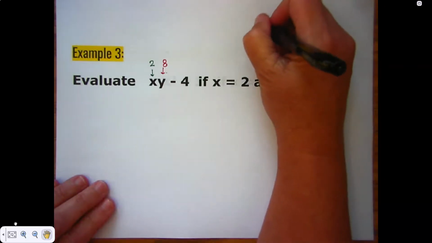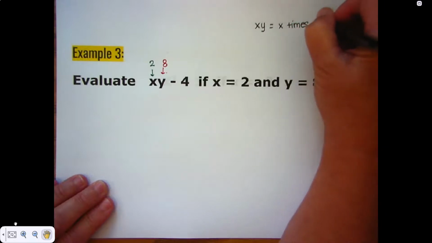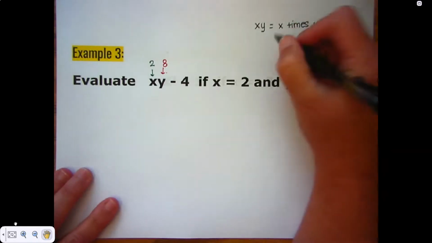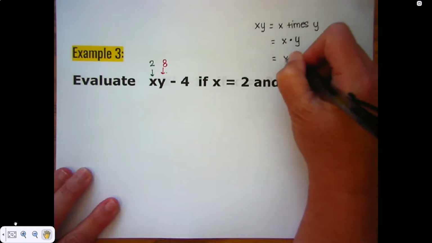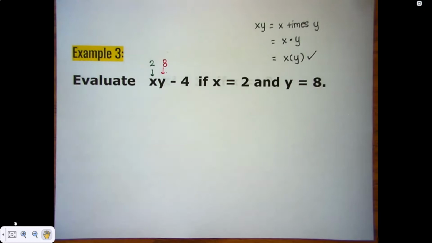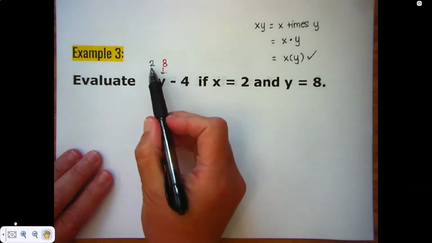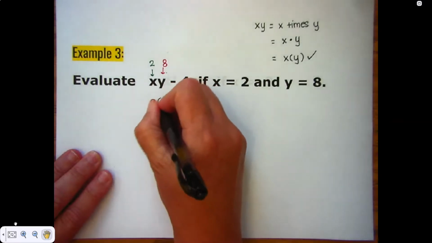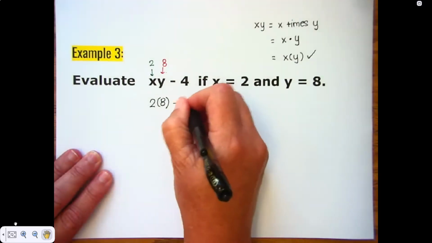But again, here, this is where we've got to think. xy, we know, means x times y. When those variables are beside each other, that means they're being multiplied. So we could do x with a dot and the y, or we could do x with parentheses and a y. And again, that parentheses version is the one that I want you to use. I want you to use parentheses to show that multiplication. So when I come over here and I see xy, that means I'm going to multiply 2 times 8. So I'm going to write 2 parentheses 8. So that's how I'm going to show 2 times 8, minus 4.